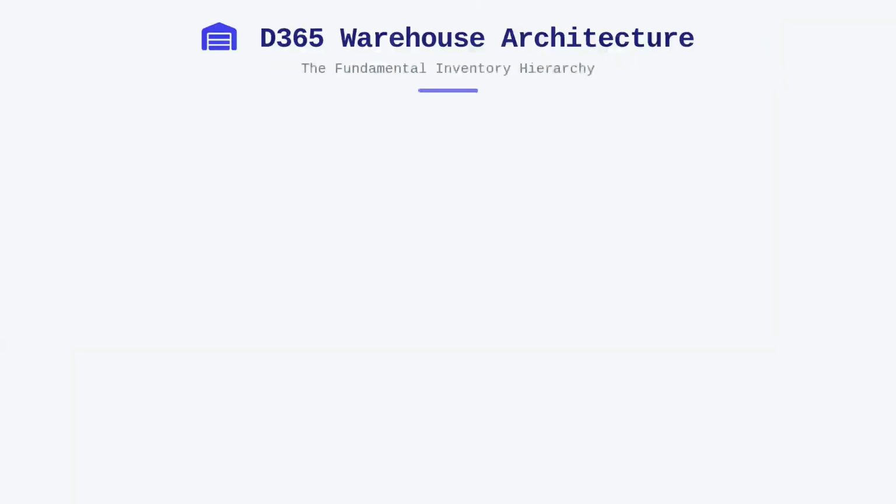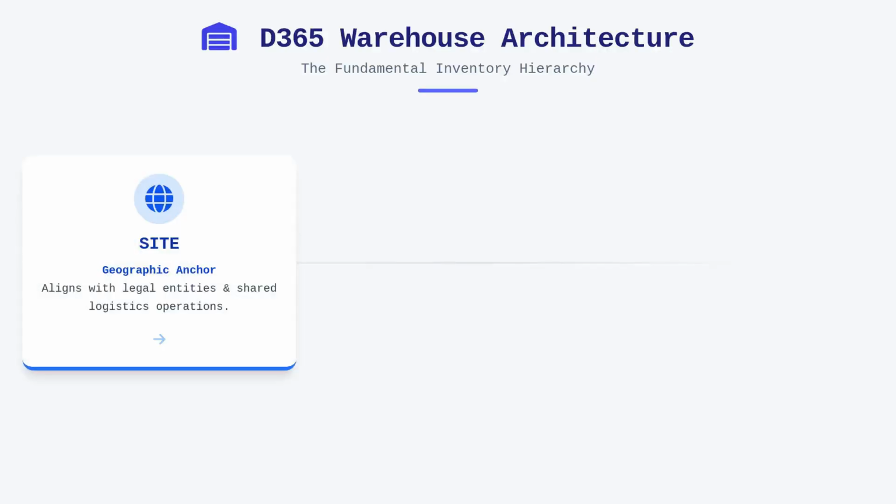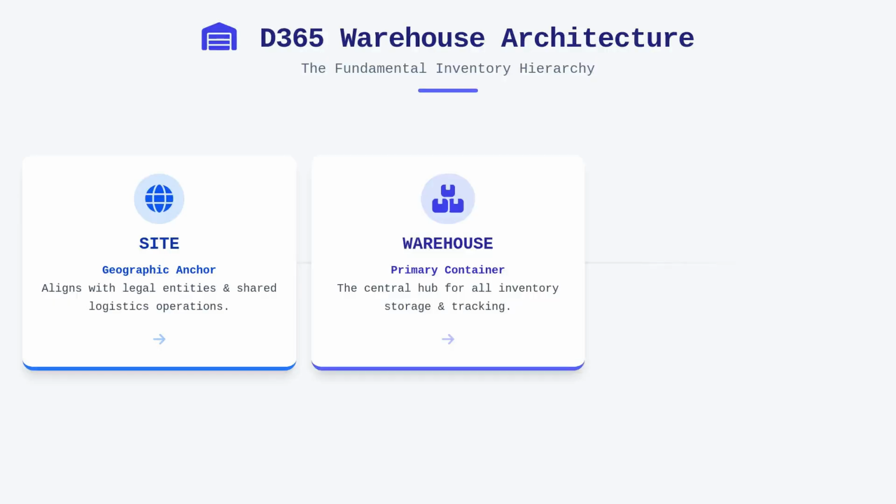When architecting a warehouse in Dynamics 365, you must first understand the fundamental hierarchy that anchors all inventory operations. At the top level, the site represents a geographically distinct location that typically aligns with a specific legal entity or a set of legal entities sharing logistics operations. Once the site is established, you define the warehouse, which acts as the primary container for inventory.